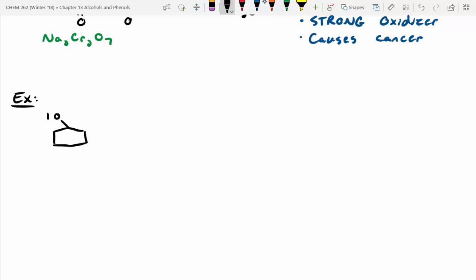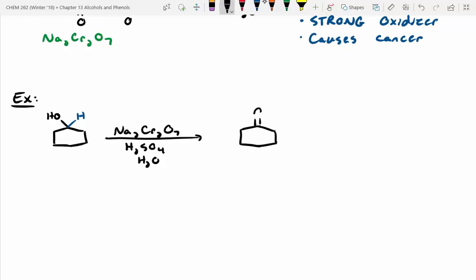So let's say I've got this alcohol, and we know we've got a blue hydrogen right there. And we treat this with sodium dichromate, so that's Na2Cr2O7, sulfuric acid, and water. What do you think we're going to get out? Just based on our last lecture notes. We're not going to get an alcohol. Are we going to get an aldehyde, carboxylic acid, ketone? What are we going to get? Ketone, right? We're going to pluck off that blue hydrogen. We're going to end up with a ketone.